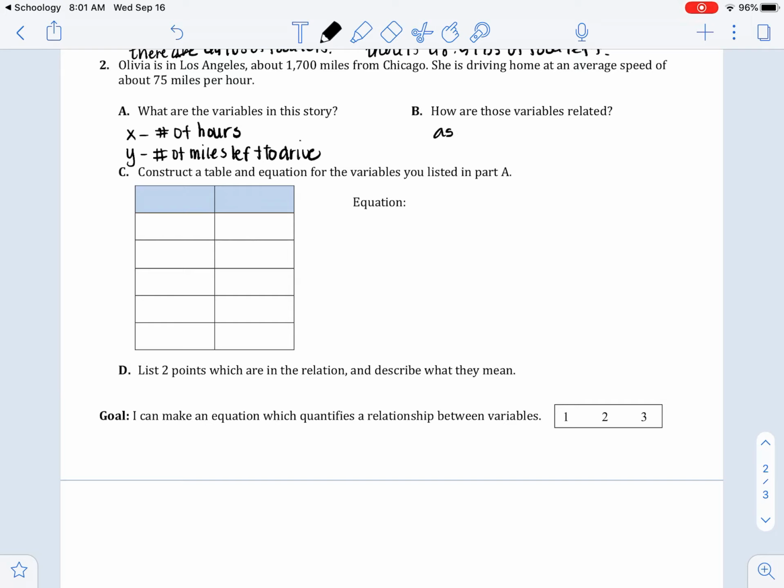How are these variables related? As X increases, as time passes, she has less miles to drive, right? So Y decreases. All right, I'm going to put X values here, Y values here. So 0, 1, 2, 3, 4.